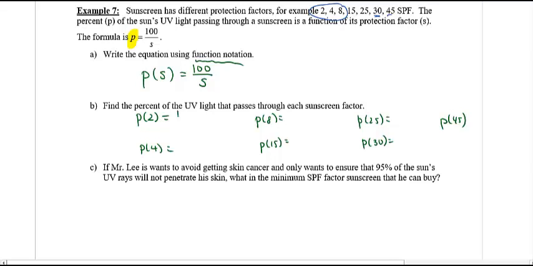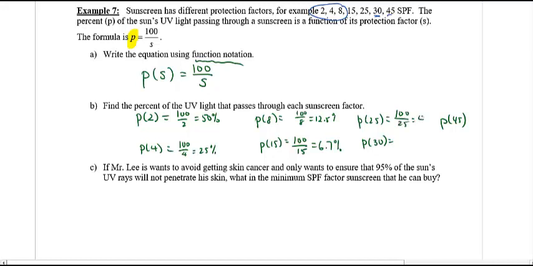So in any case, that would be, of course, 100 divided by 2. That means 50% of it goes through. 100 divided by 4, that's still 25%. That's pretty bad. 100 divided by 8, that's 12.5%. That's getting better. 100 divided by 15. Ooh, what's that? I don't even know what that decimal is. I think it's about 6.7%. Still maybe not so great.